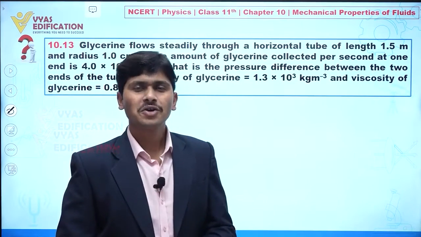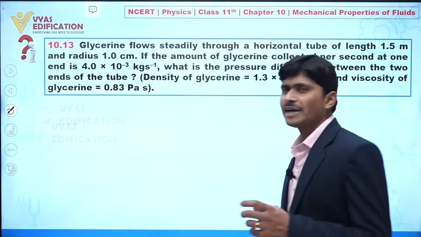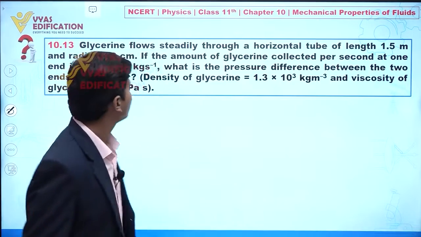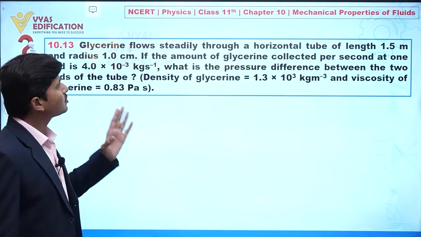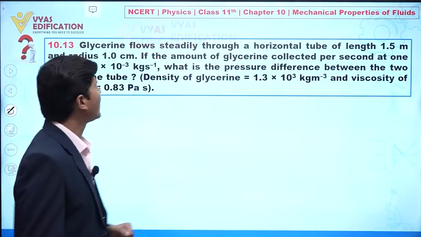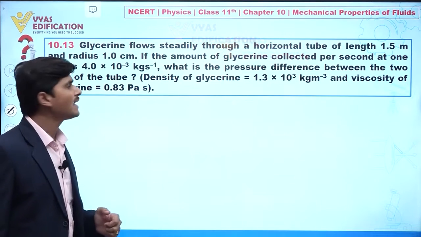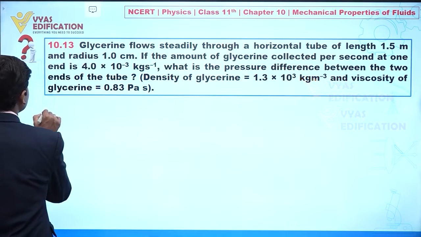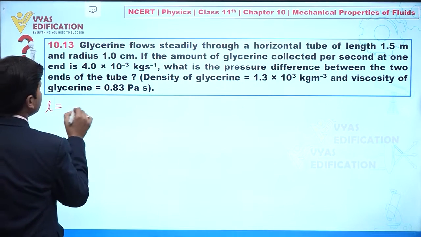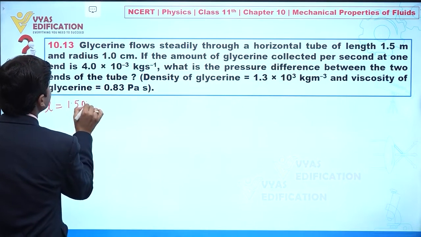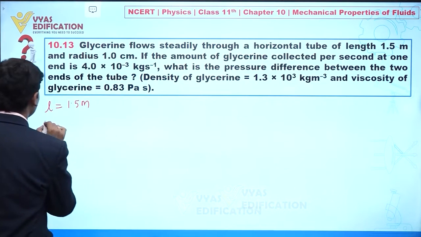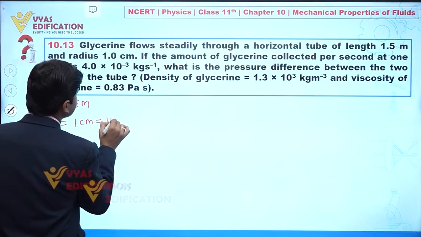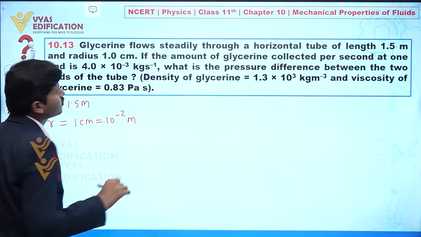Now dear students, we are going to discuss question number 10.13. In this question it is given, glycerin flows steadily through a horizontal tube of length 1.5 meter and radius 1 centimeter. Clear? So the length of the tube is given as 1.5 meter and the radius r is 1 centimeter, or I can say this is equal to 10 to the power minus 2 meter.